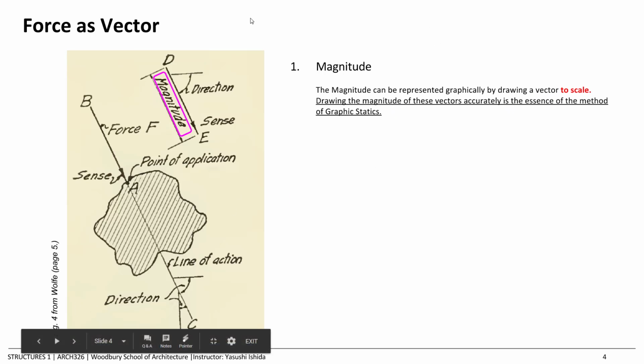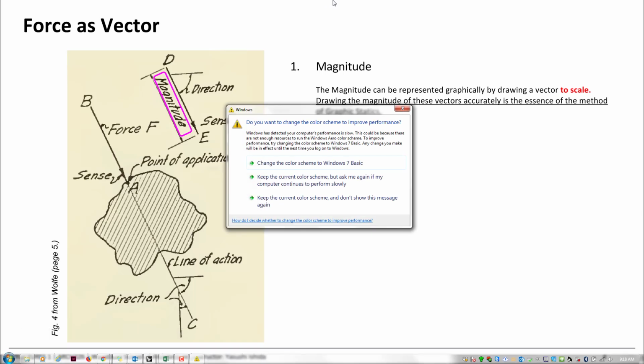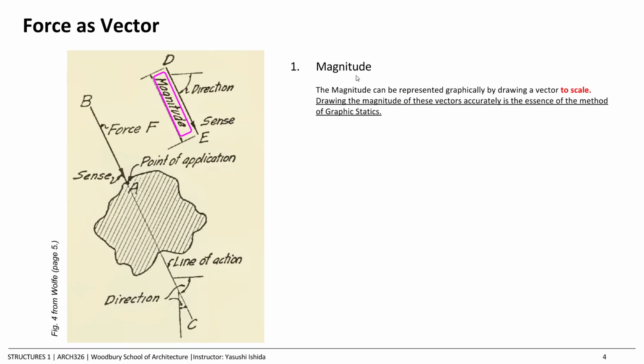This diagram is from this book, Graphic Statics by Wolf, and that's basically what we are going to be doing with a lot of the calculations in this class. What is graphic statics? I should probably do a history of graphic statics at some point, but I'm pretty sure you guys did trigonometry, probably, right? It was required or something.